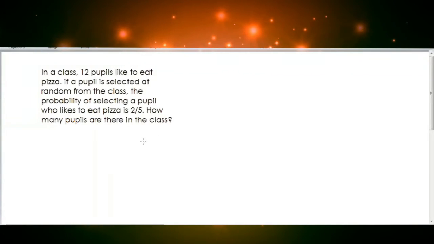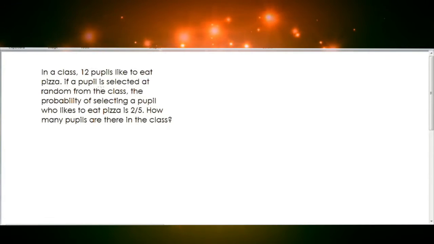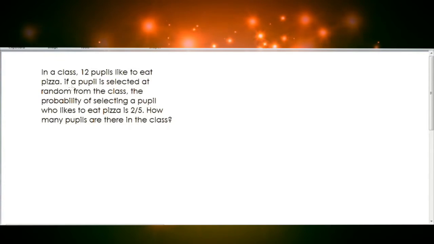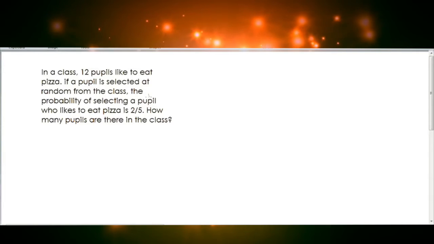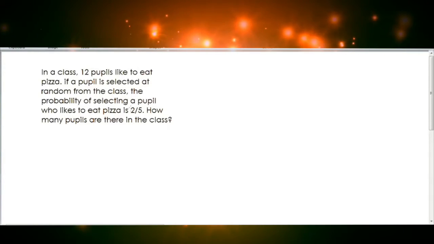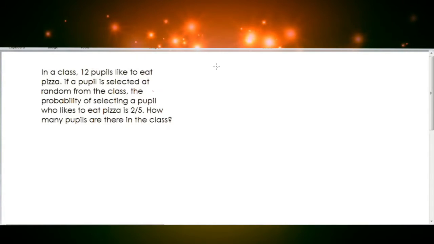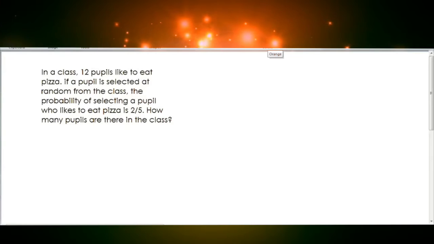For this question, in a class, what people like to eat? If a pupil is selected at random from the class, the probability of selecting a pupil who likes to eat pizza is 2 over 5. How many people are there in the class? Don't worry, normally we use the sum formula, and this has the probability.